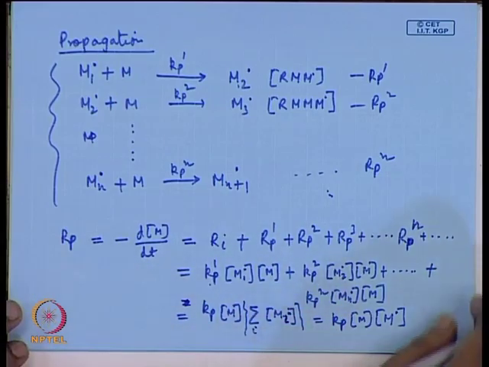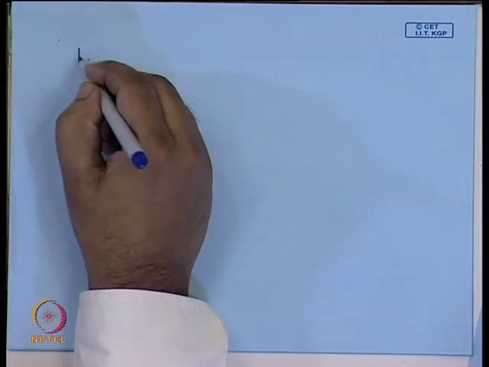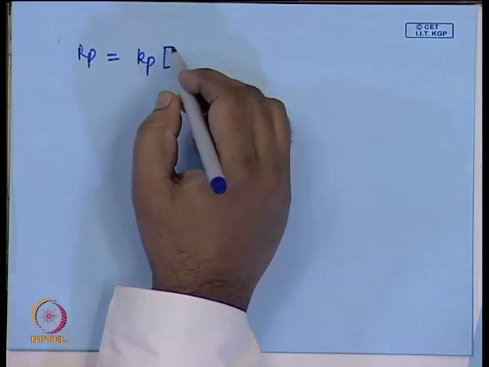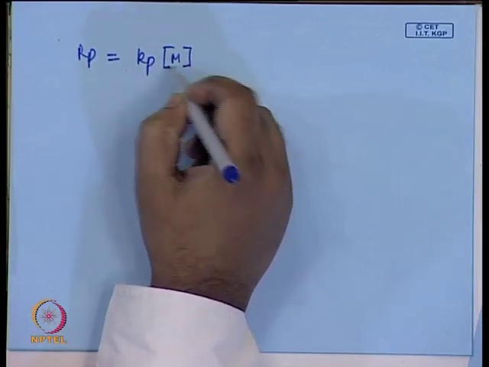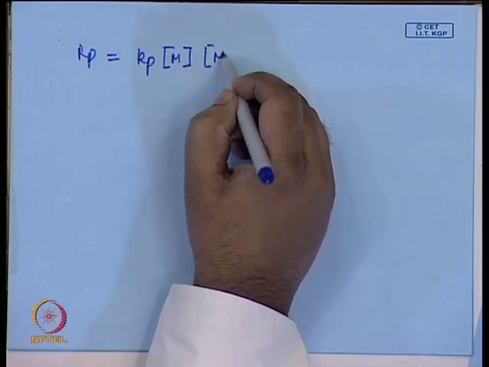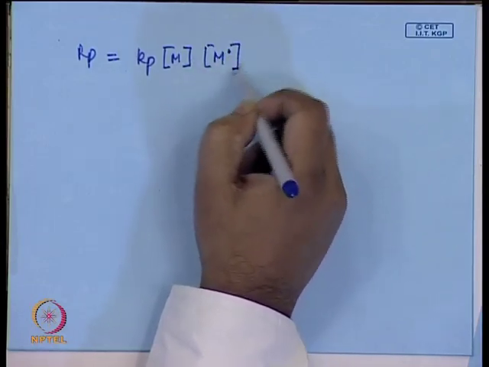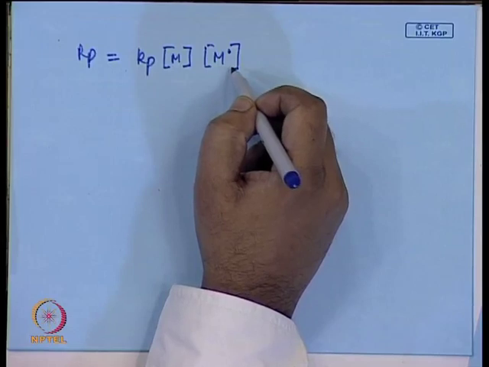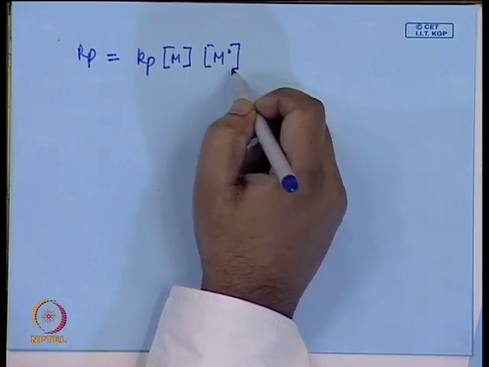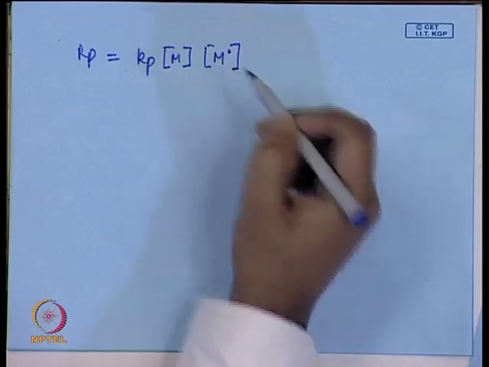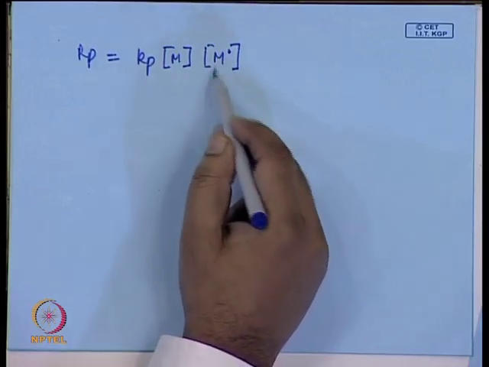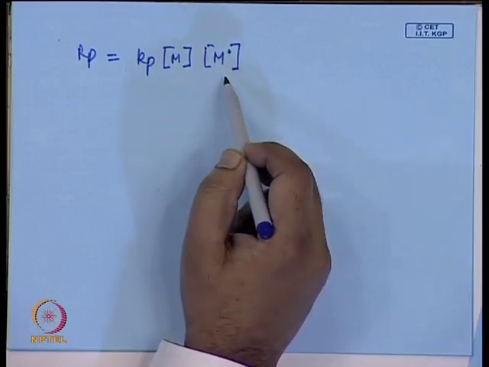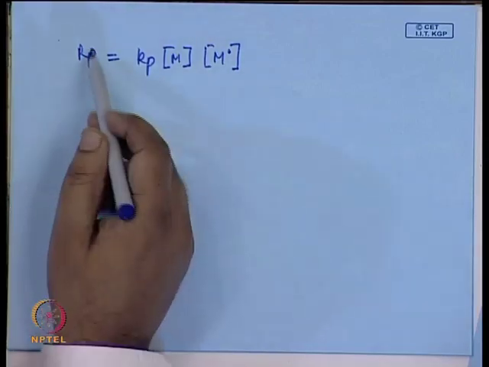So, this Rp is now given by Kp, the rate constant for all those individual steps, the monomer concentration, and this is the summation of the concentration of all the propagating radicals, all the chain radicals. This is the sum of all those things. Now, this is an unknown quantity. It is very difficult to measure it experimentally. So, how do you get this rate of polymerization?